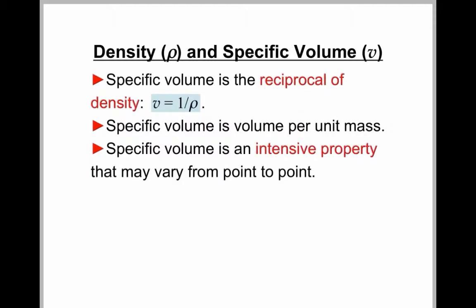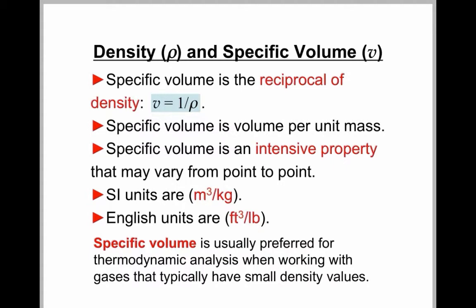English. The specific volume is the reciprocal of density. And as I had stated already, it is the specific volume that we will use most frequently, and most of your thermodynamic tables are presented using specific volume.